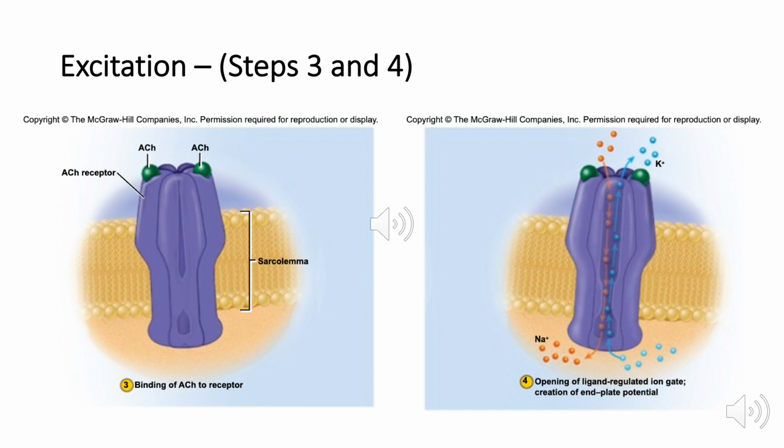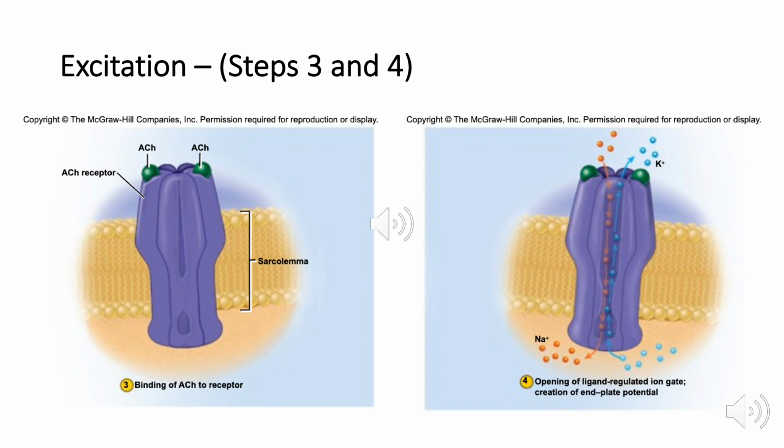Next, the acetylcholine diffuses across the synaptic cleft and binds to receptors on the sarcolemma. These receptors are ligand-gated ion channels. For step 4, 2 acetylcholine molecules must bind to each receptor to open the channel. When it opens, sodium ions flow quickly into the cell and potassium ions flow out. As a result, the sarcolemma reverses polarity.